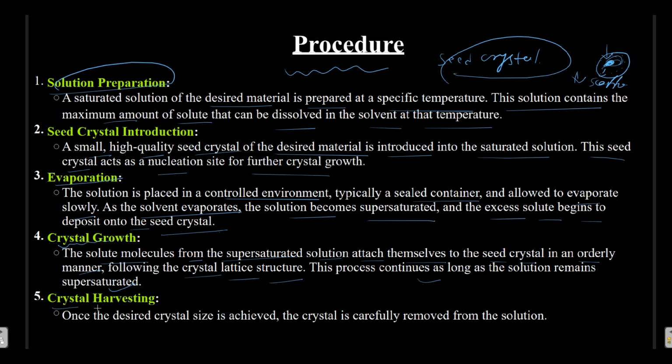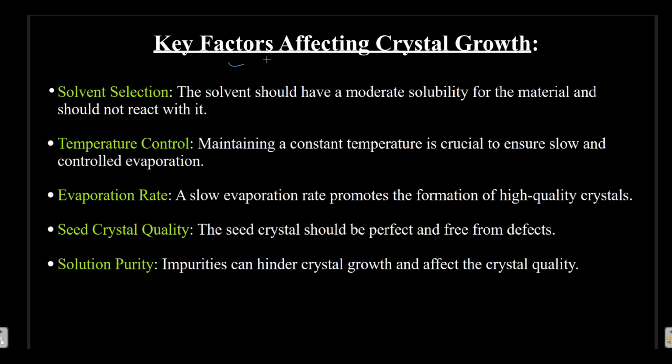Now, the fifth step is crystal harvesting. Once the desired crystal size is achieved, the crystal is carefully removed from the solution. That is, the harvesting of the crystal is done. Now, there are key factors affecting crystal growth. The solvent selection is the first one. The solvent should have a moderate solubility for the material and should not react with it. That is, the solvent should not react with the crystal.